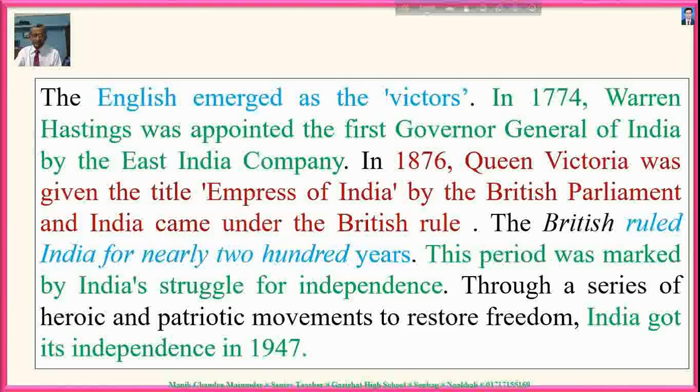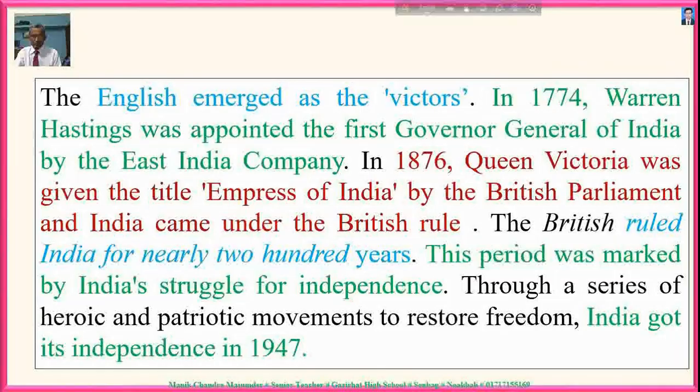The English emerged as victors in 1774. Warren Hastings was appointed the first Governor General of India by the East India Company. In 1876, Queen Victoria was given the title Empress of India by the British Parliament and India came under British rule. The British ruled India for nearly 200 years.